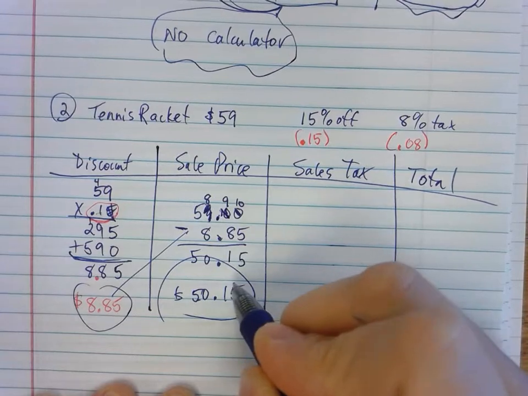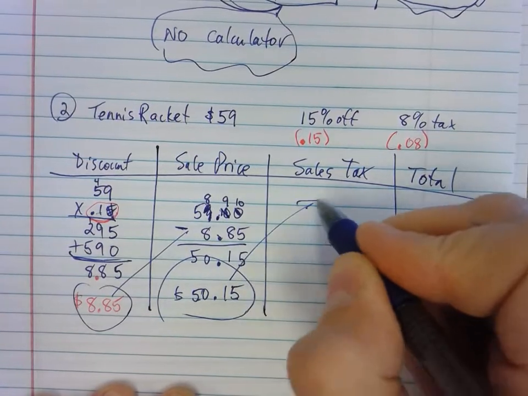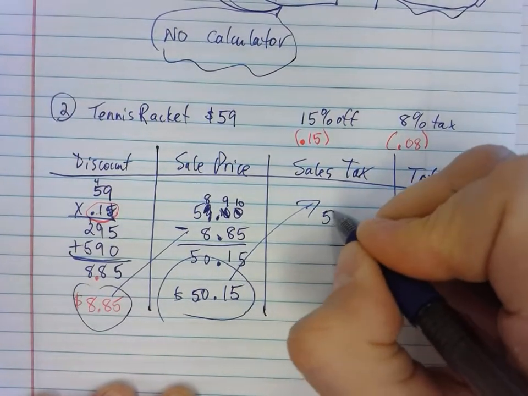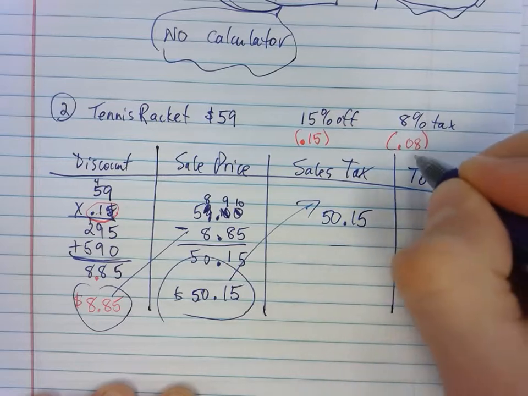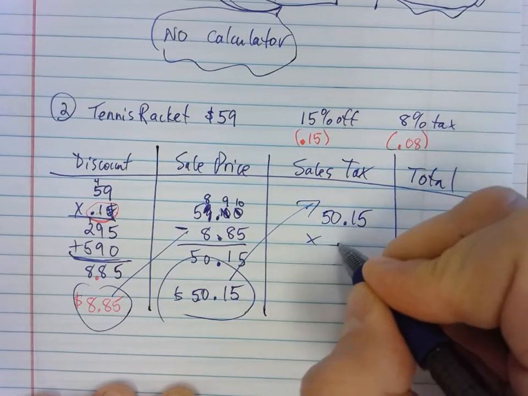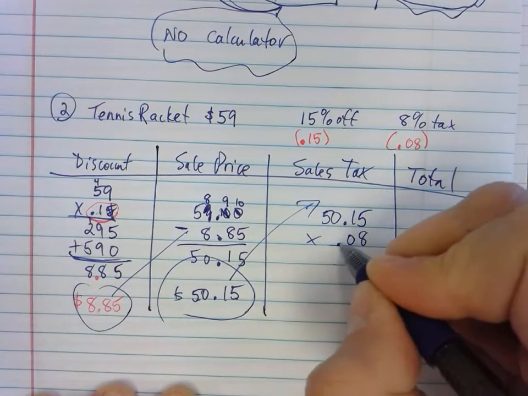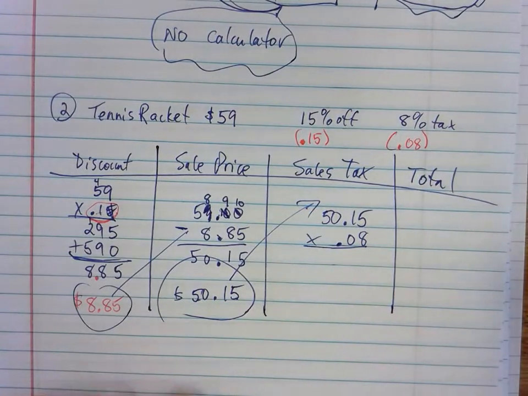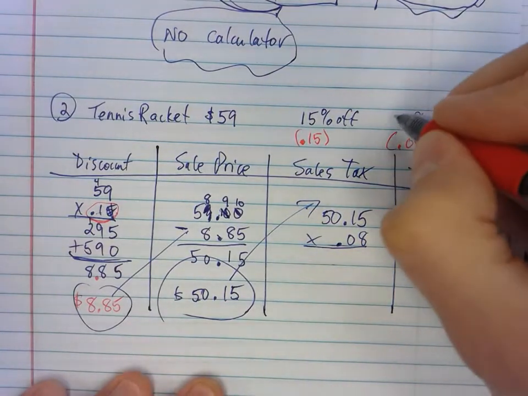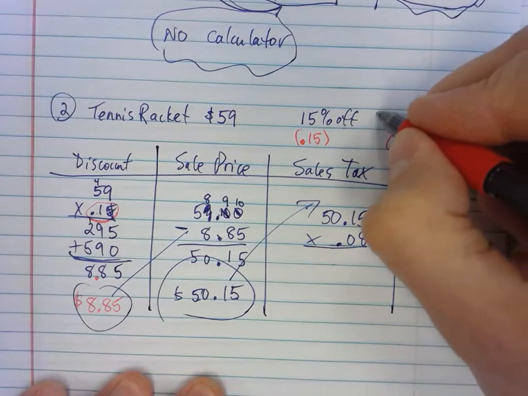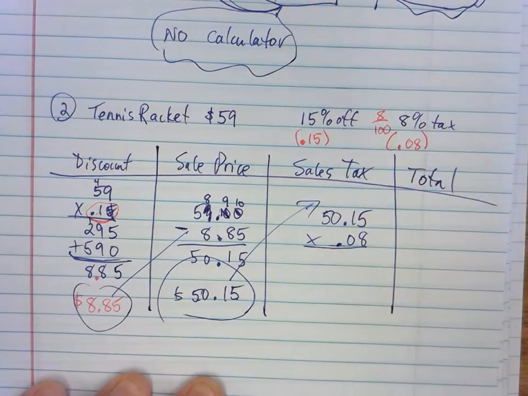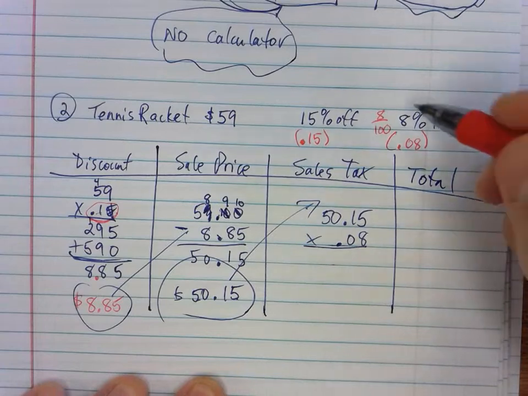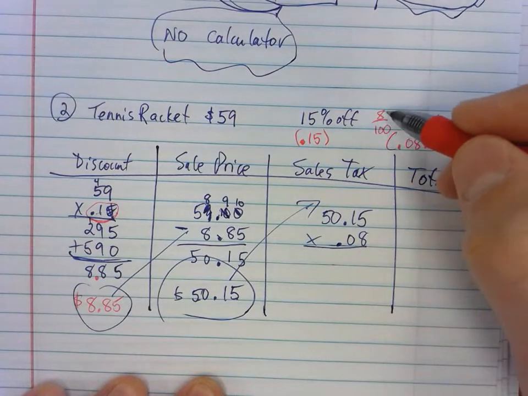Now we're going to get sales tax on this. So carry that up here. That's $50.15. I am multiplying it by 0.08. Because 8% in decimal form is 0.08. You know, we talked about this last time. That would be 8 over 100. That's how you would write it, because it's a percentage. And then, of course, if you say 800, 800 is decimal.